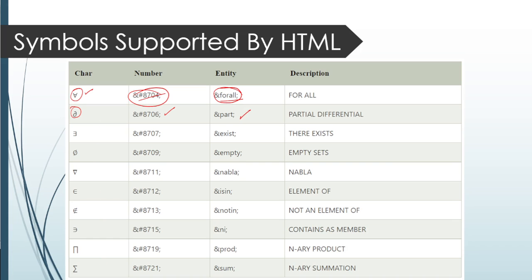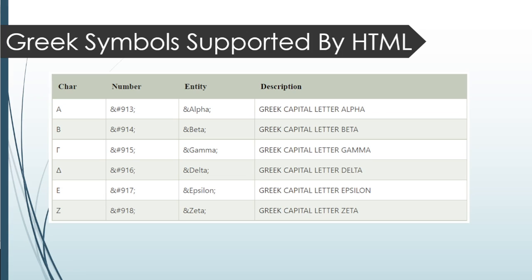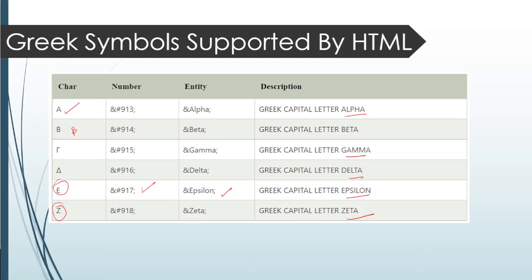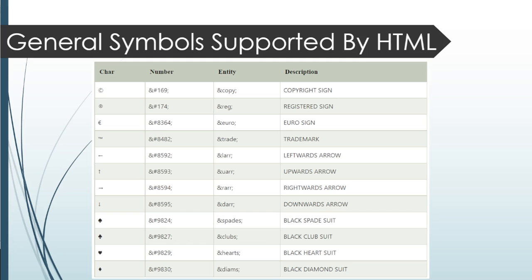So you can see here I have added a list of some important symbols. Here we have some Greek symbols supported by HTML. The first example is Greek capital letter alpha, second is beta, third is gamma, then delta, epsilon and zeta. If you want any of the symbols, you can use its number or its entity. And one more thing you should remember is there is no need to remember all these codes. You can check every time on the internet, or I will add a link in the description box.